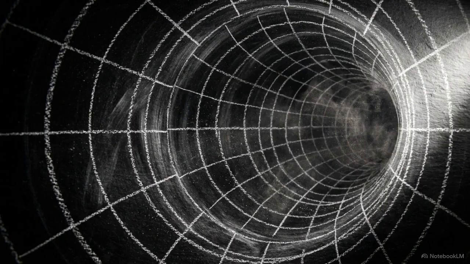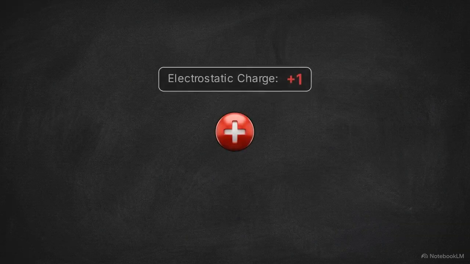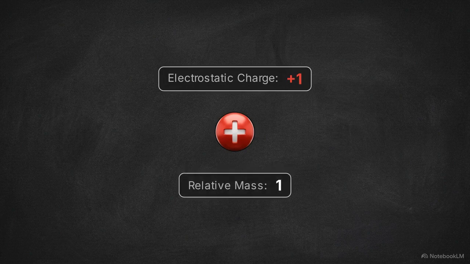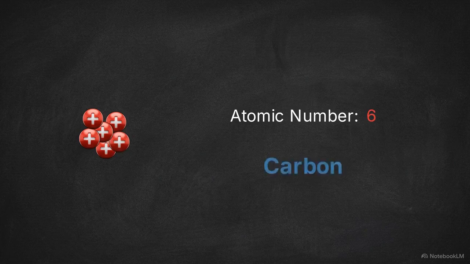To see how this balance works, we have to travel into the absolute center of the atom, to an unimaginably dense core known as the nucleus. This diagram isolates the first particle, the proton. It carries a positive electrostatic charge of +1 and a relative mass of 1. The exact count of these protons is known as the atomic number. The atomic number is the defining characteristic that determines whether an atom is carbon, oxygen, or any other chemical element.